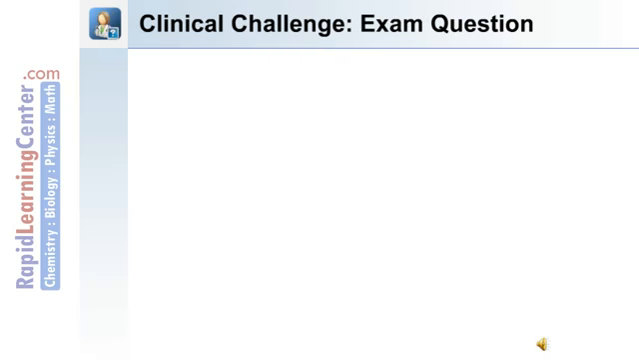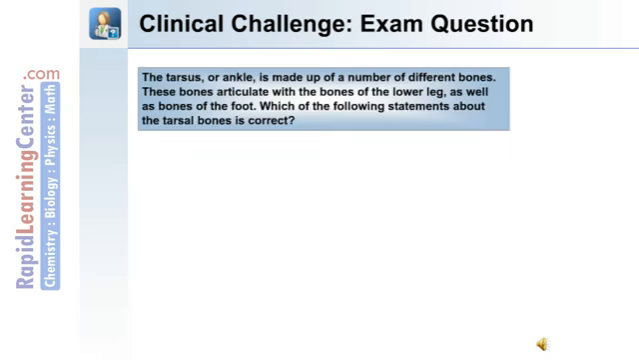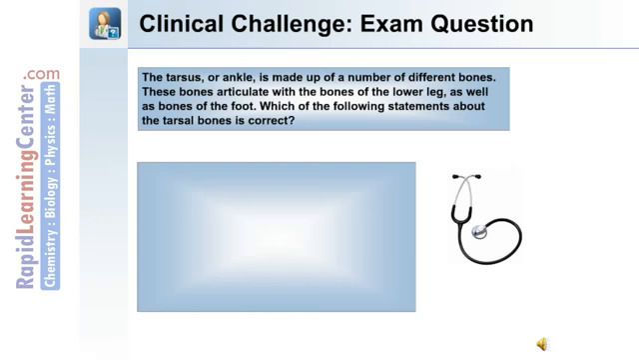Clinical challenge exam question. The tarsus, or ankle, is made up of a number of different bones, and these bones articulate with the bones of the lower leg as well as the bones of the foot. Which of the following statements about the tarsal bones is correct?